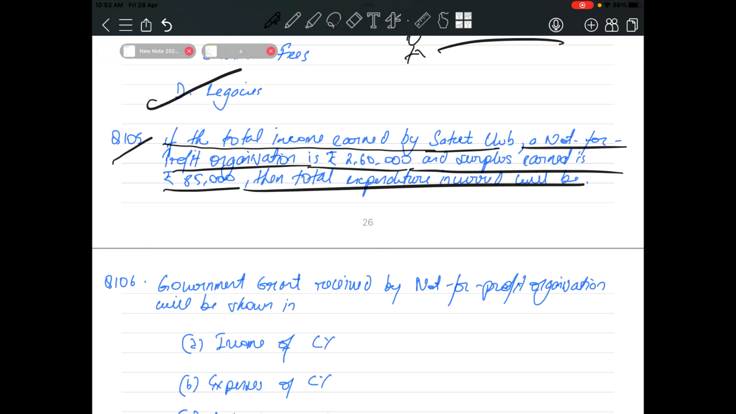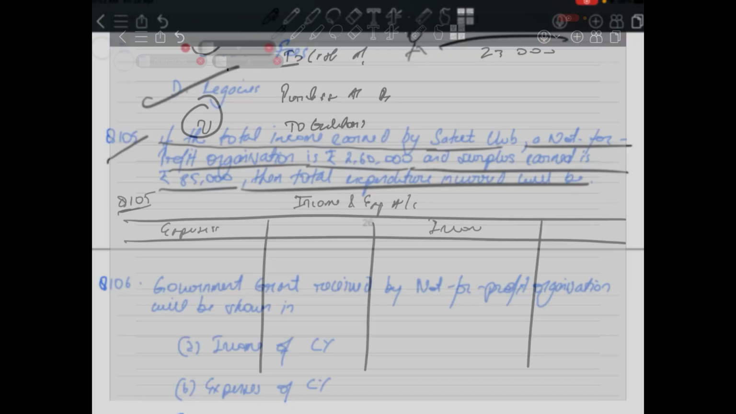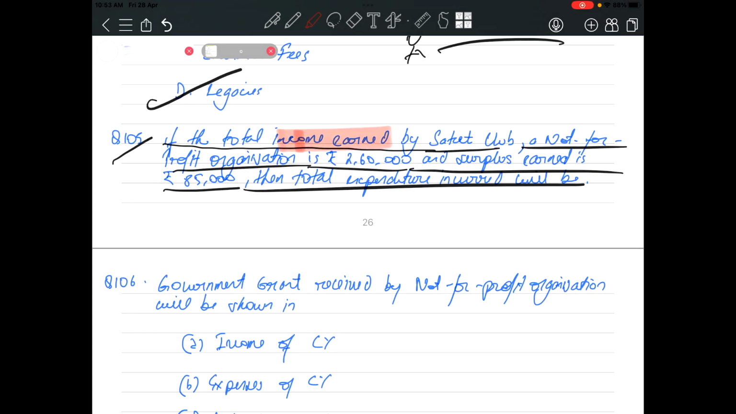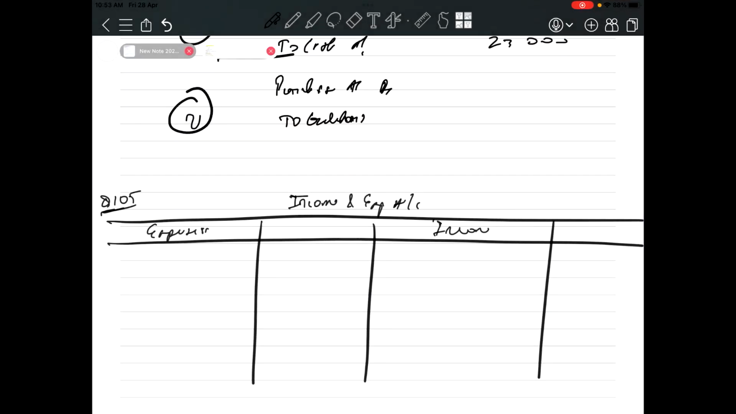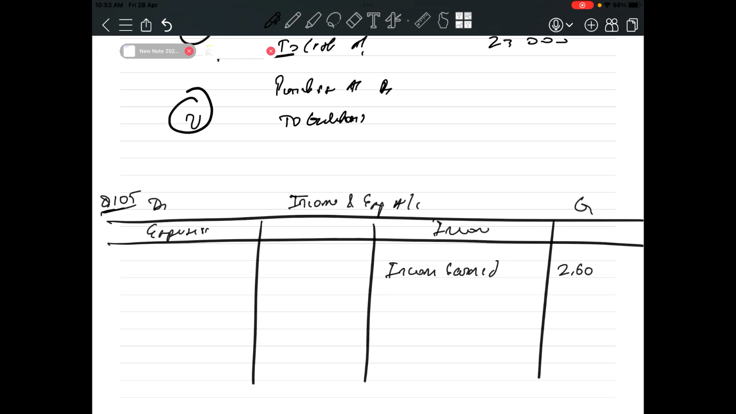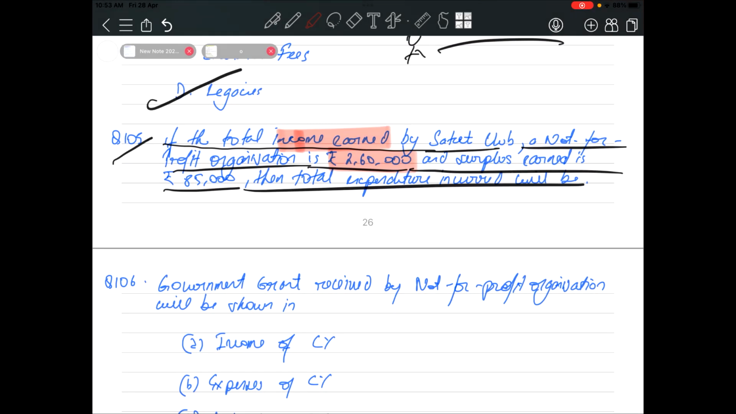Now see what the question is saying. If the total income earned by Saket Club, a not-for-profit organization, is 2,60,000, where will the income come? On the credit side, right? This is the credit side, this is the debit side. So income earned is 2,60,000.